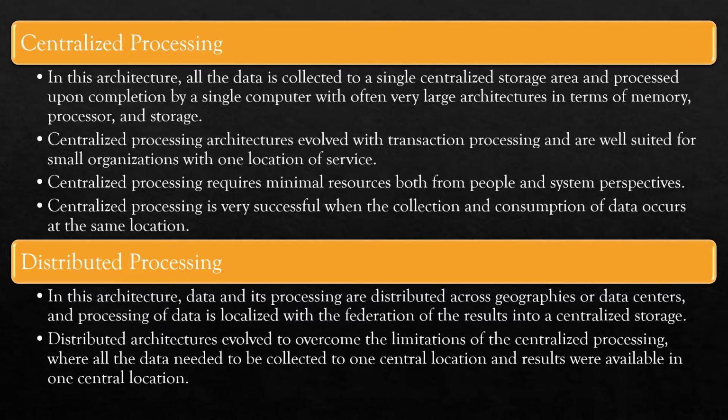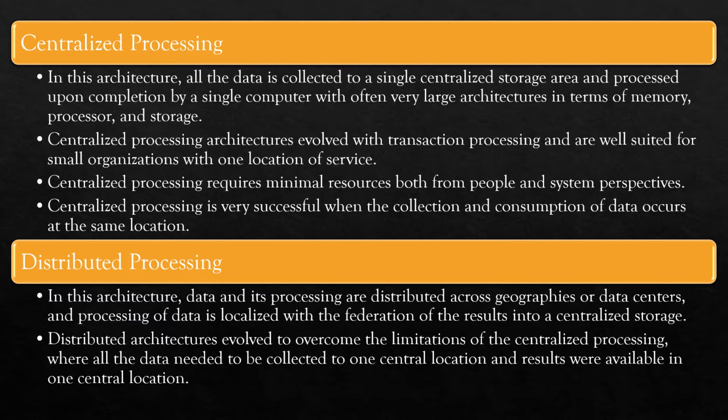It's only suitable for small organizations, because big organizations have very huge data and we cannot depend on one single computer only. Centralized processing requires minimal resources from both people and system perspectives, which suits small organizations. Centralized processing is very successful when the collection and consumption of data occur at the same location. For distributed processing, there are a lot of types. It's much more complicated than centralized. Centralized is easier to understand.